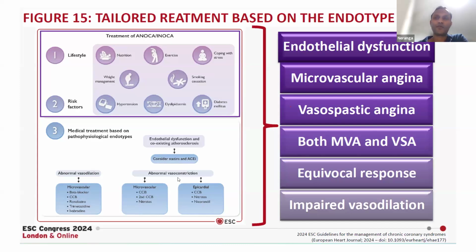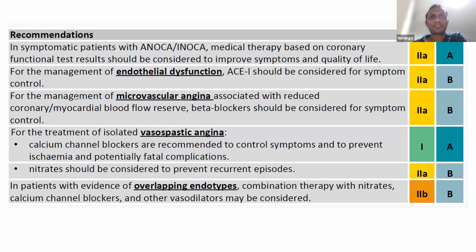If you don't know the diagnosis, what you can do is always start a statin and ACE inhibitors, then start beta blockers, calcium channel blockers, and nitrates, and see. It is trial and error. Actually, some patients respond only to some medications. Another thing is you can always give ranolazine, especially to a diabetic patient. So if endothelial dysfunction is suspected, you have to go with ACE inhibitors. For microvascular angina, first line is beta blockers; for vasospastic, calcium channel blockers or nitrates; and they overlap. You may need a combination of treatment.